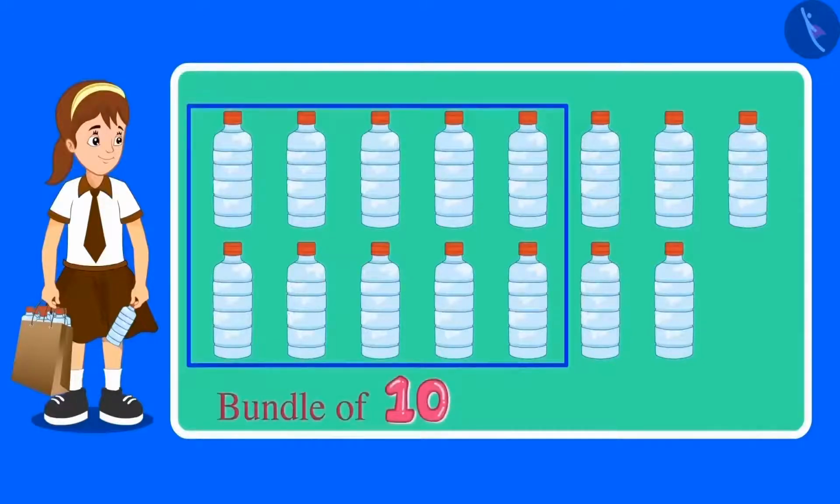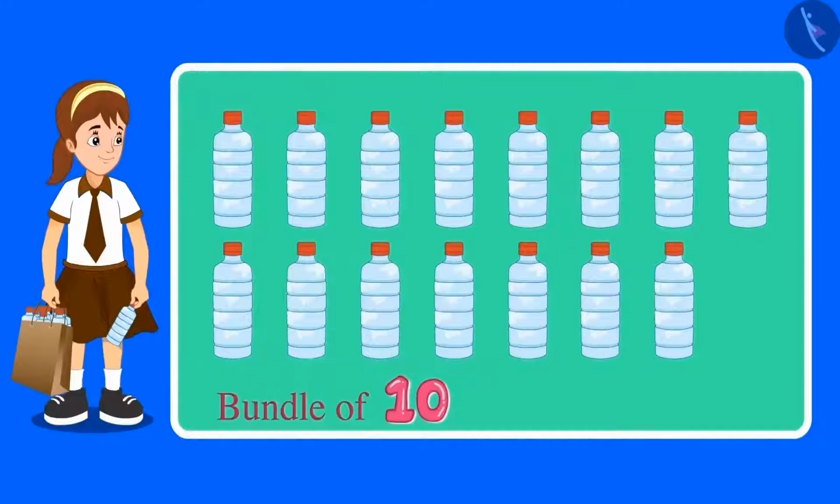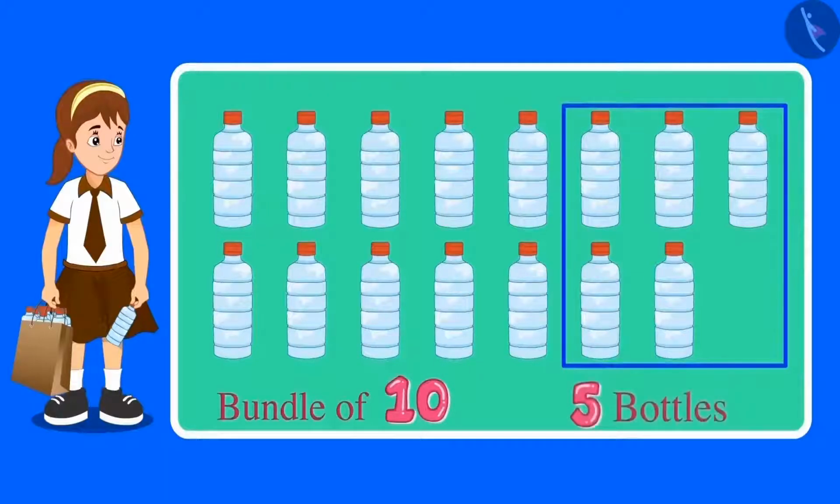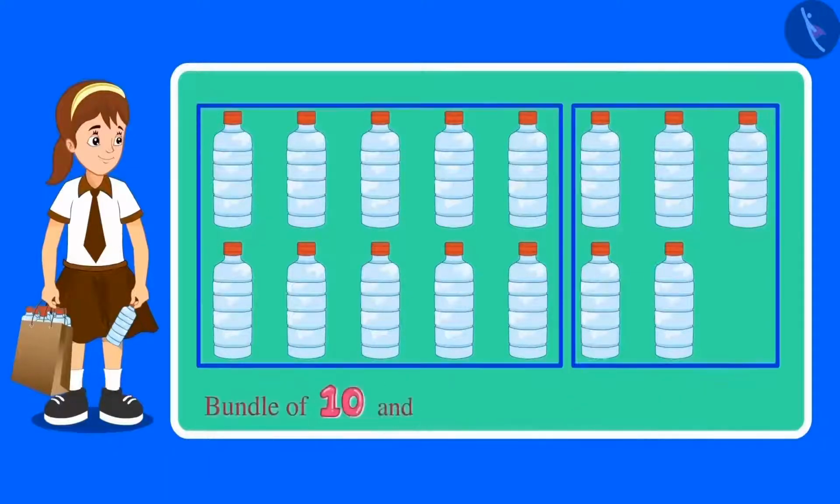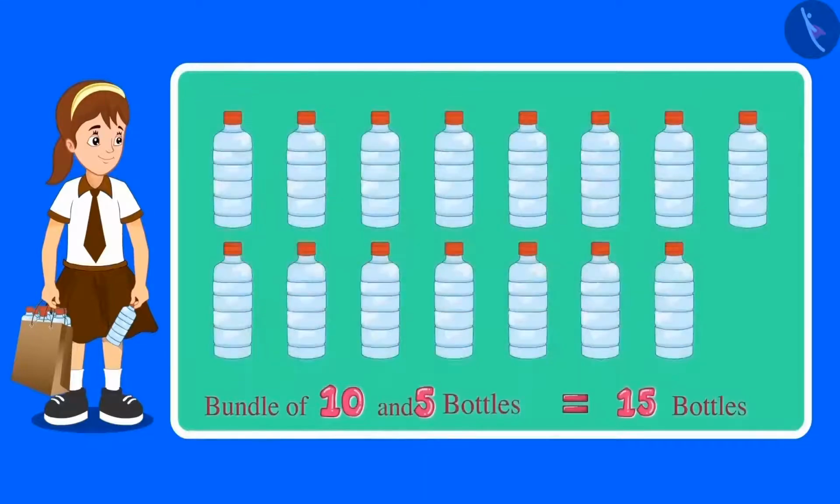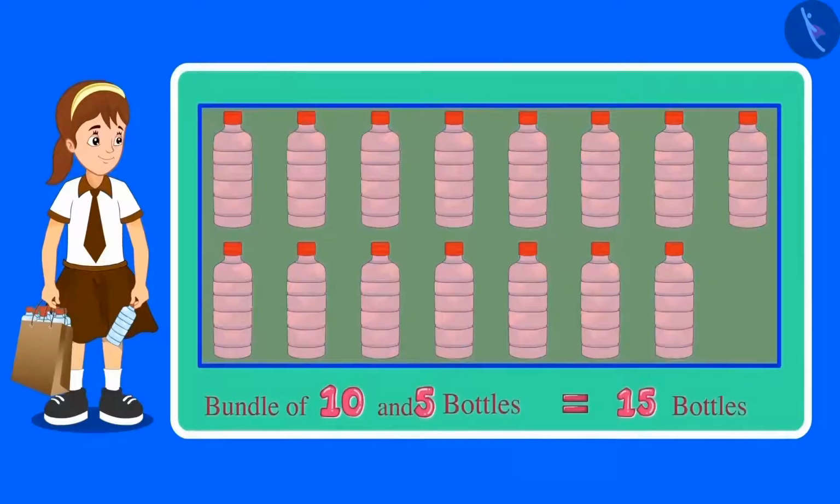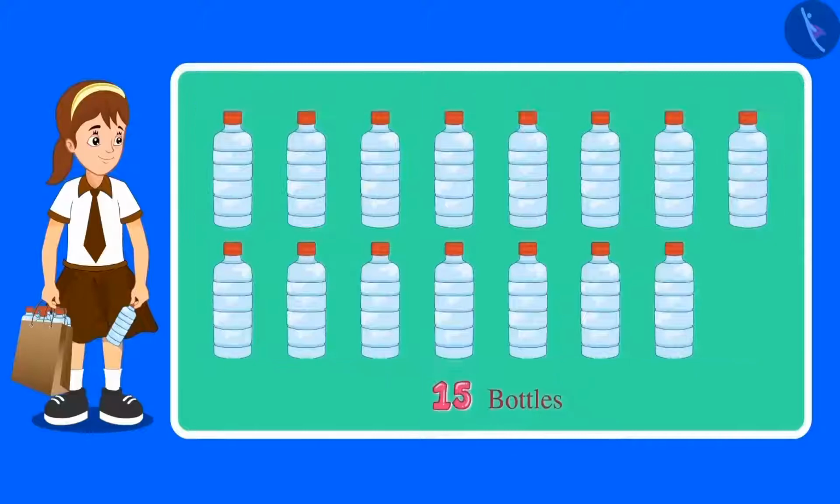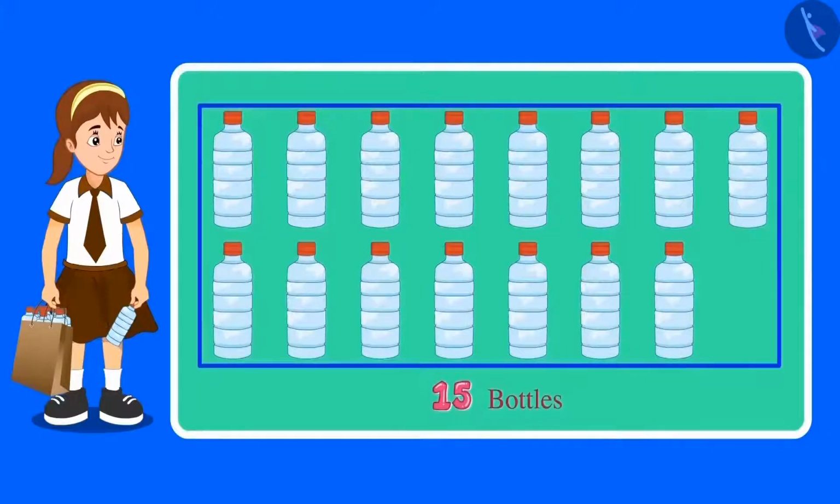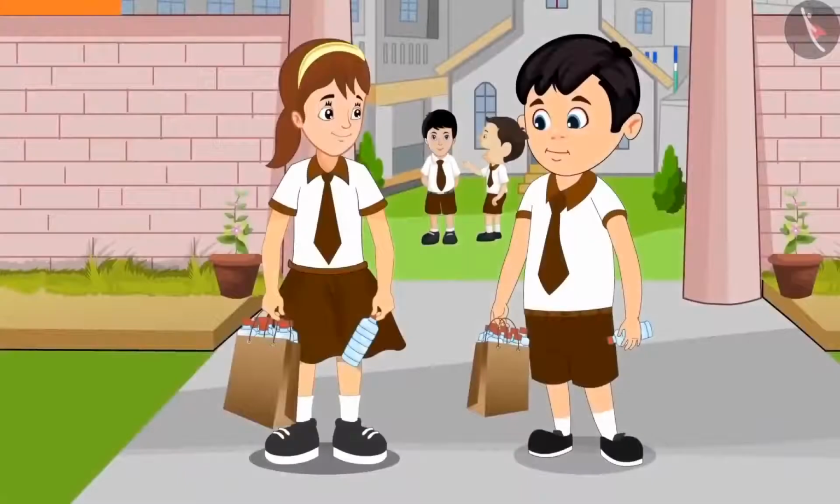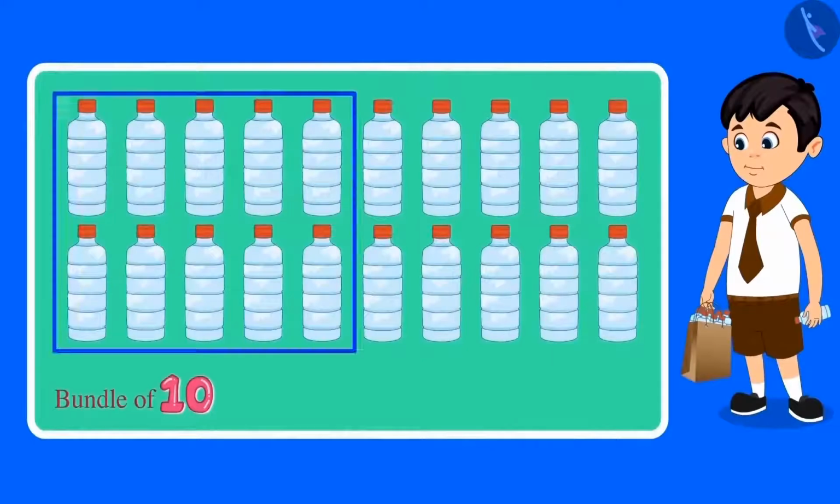These are 10 bottles. That is one bundle of 10. And there are 5 more bottles. So, a bundle of 10 and 5 make 15 bottles. This means that Aarti has collected a total of 15 bottles. Even you counted in the same way, right? So now let's count the number of bottles that Chotu has collected.